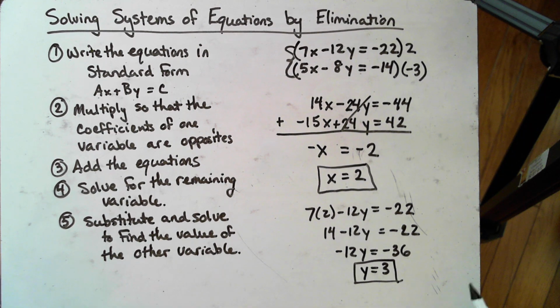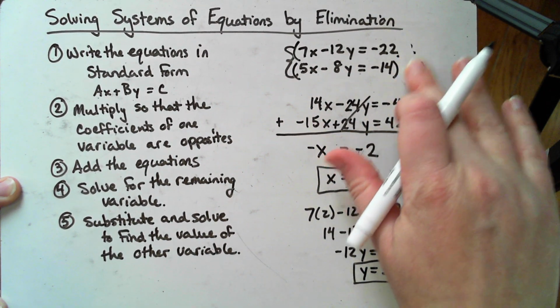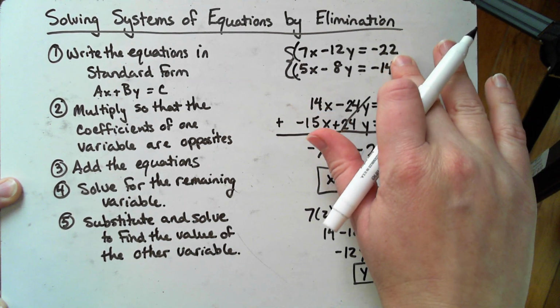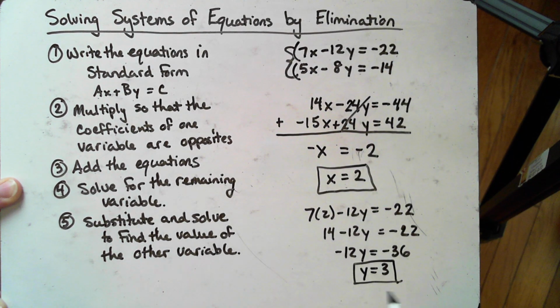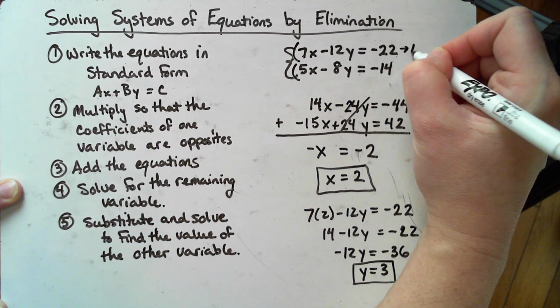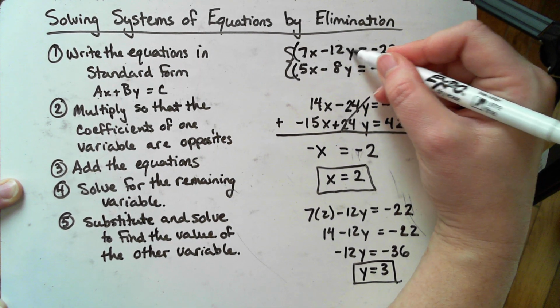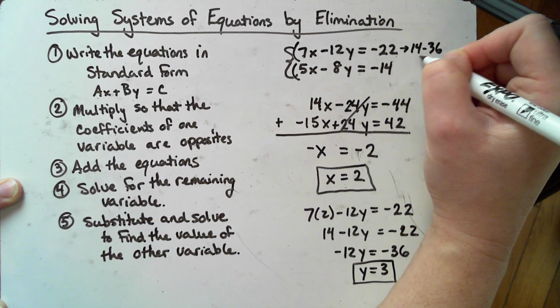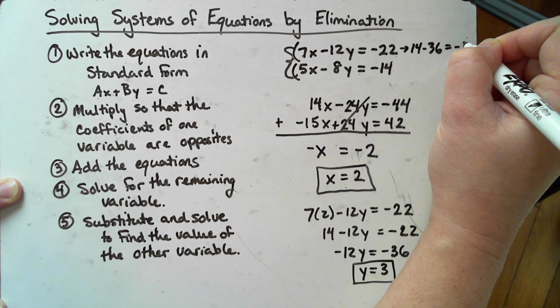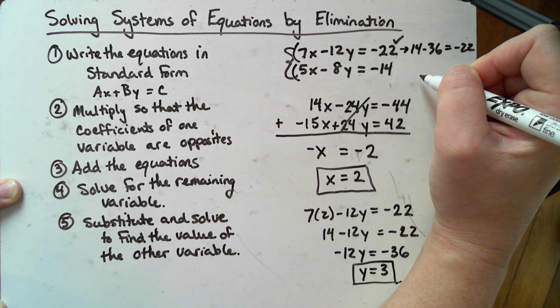Now, if you wanted to check your work, which I always recommend doing, I can come up here to my original equations, and I always use the originals, and just substitute 2 in for x and 3 in for y. So I would do 7 times 2 is 14, and 12 times 3 is 36. And 14 minus 36 is negative 22. So this top equation is correct.